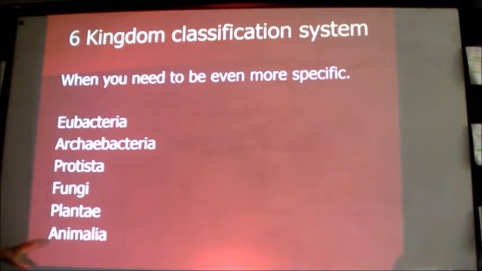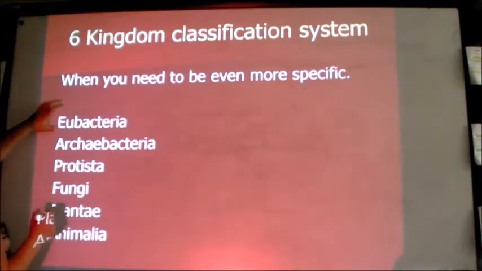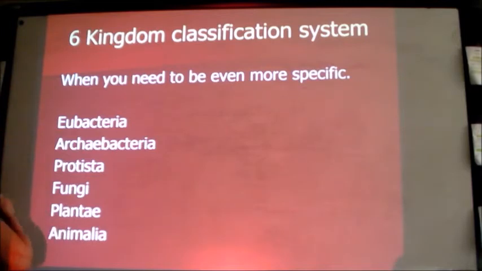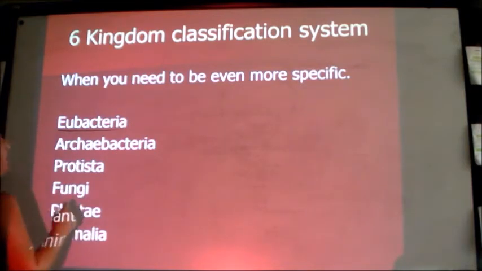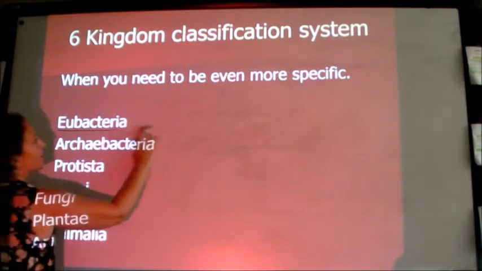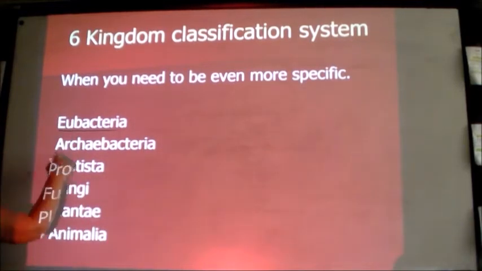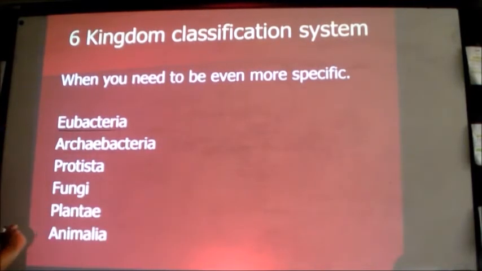Domain Bacteria are your eubacteria. Domain Archaea is archaebacteria. And then your protists, fungi, and plants are all in the Eukarya. Okay, so that's kind of how those domains are chunked down.